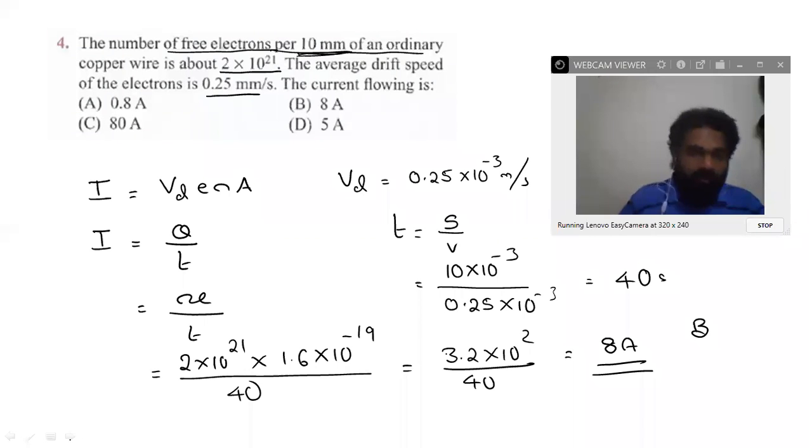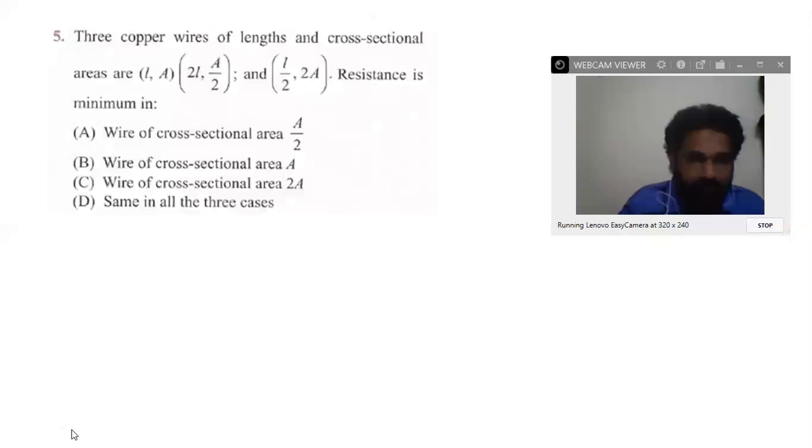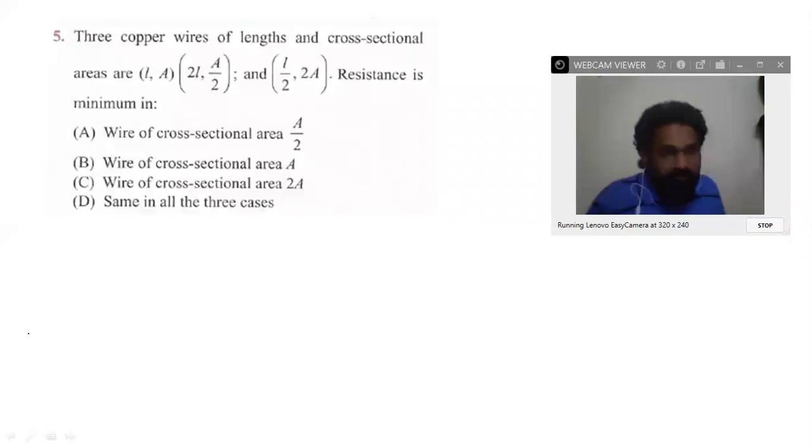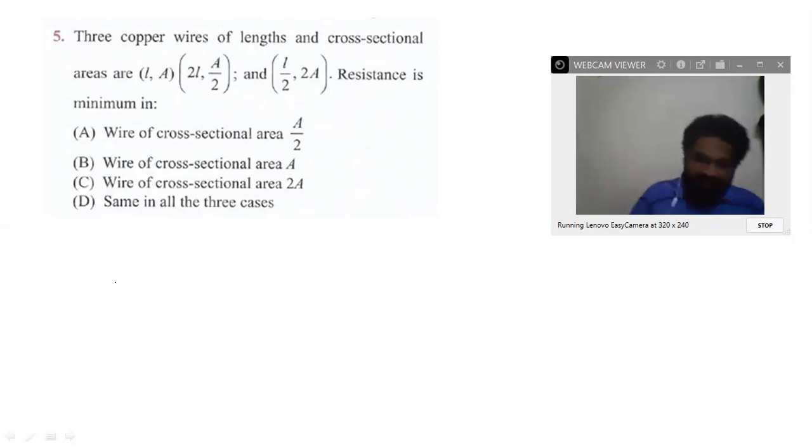Okay, so I'm moving to the next problem, children. If you have a doubt, or want to discuss something, tell me. Our next problem is: three copper wires of lengths and cross-sectional areas given as L comma A, 2L comma A by 2, and L by 2 comma 2A. Now, the resistance is minimum in which one? This is the question. You can do it with me. If you are getting the answer, please comment.